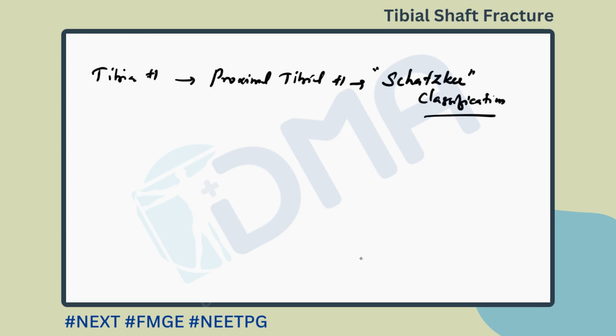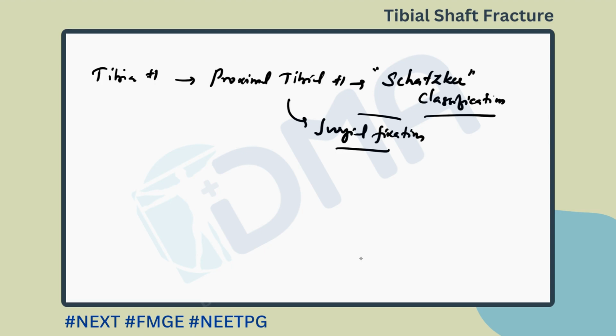Usually proximal tibial fractures are intra-articular fractures. So most of the time they require surgical fixation. So proximal tibial fractures are usually intra-articular fractures, so they require surgical fixation. Proximal tibial fractures are classified by a classification system called Schatzker's classification system.